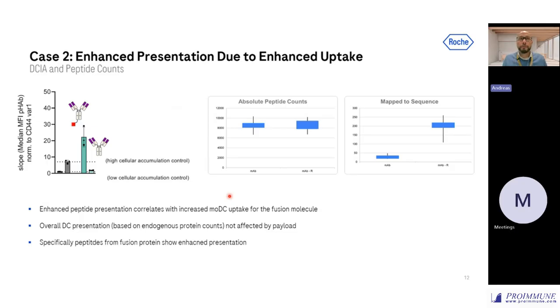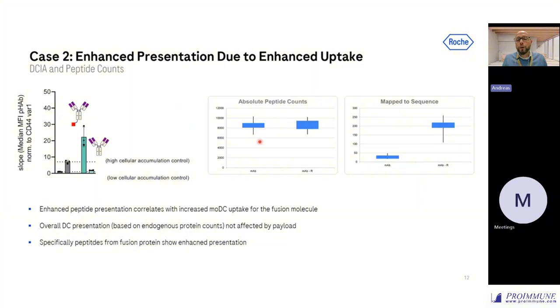And if you again deploy the same assessments as previously, the DC internalization assay, same picture. So the monoclonal antibody alone here performs like the low accumulation control, probably a bit higher, which could also explain the enhanced signals that we saw before. But clearly, if we have this payload added, the signal for the internalization drastically increases.